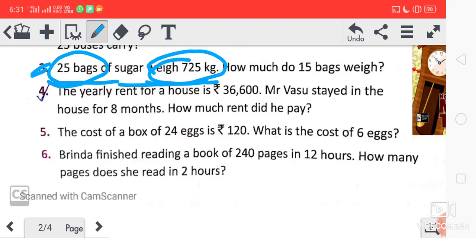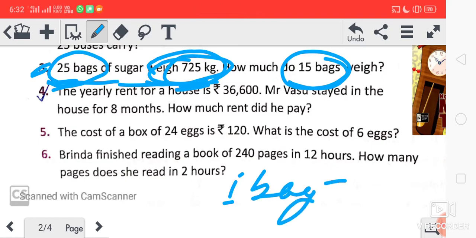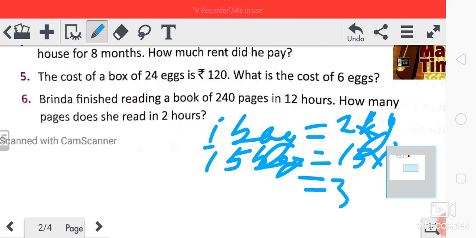725 kg. Okay. So the weight of 25 bags of sugar is given as 725 kg, and they are asking for the weight of 15 bags. Suppose the weight of one bag is given to you as 2 kg. Then the weight of 15 bags will be how much? 15 into 2, that is 30 kg, isn't it?